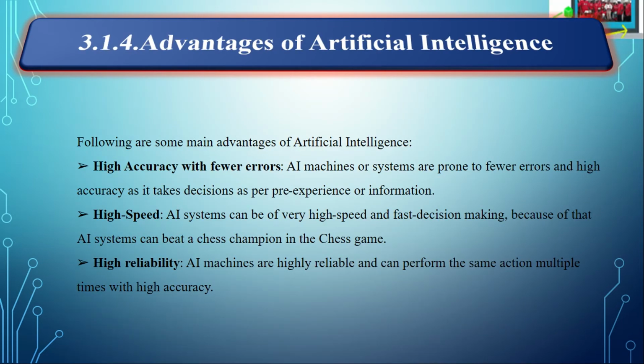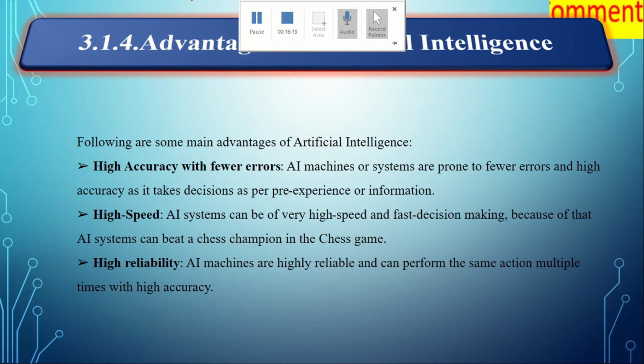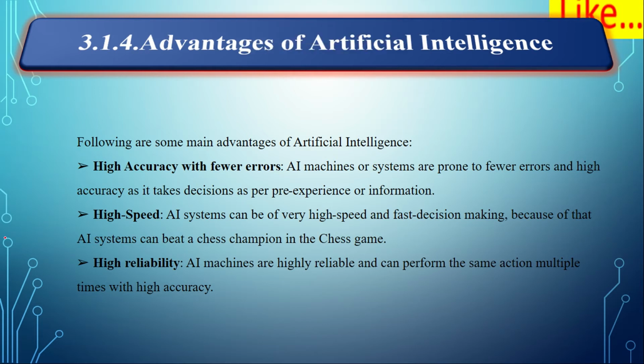Advantages of artificial intelligence. Following are some main advantages of artificial intelligence. High accuracy with fewer errors. Artificial intelligence machines or systems are less prone to errors and have high accuracy, as they take decisions as per experience or information.